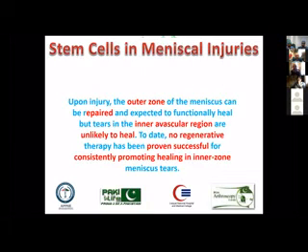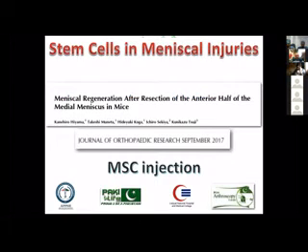Okay, so this is just to reiterate that the innermost zone, which is the avascular zone, is unlikely to heal, and there is no successful proven method to heal it until biologics came into being. Okay, so this is one of the few papers.